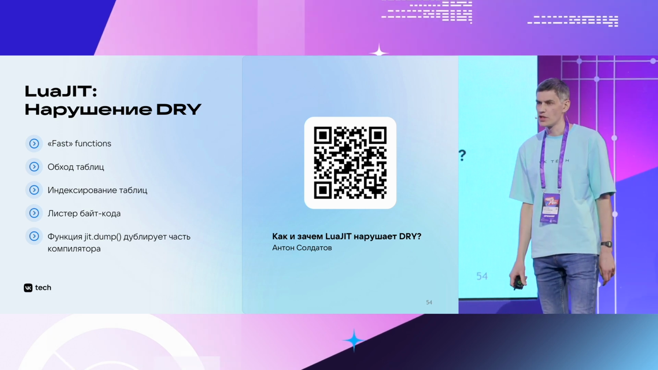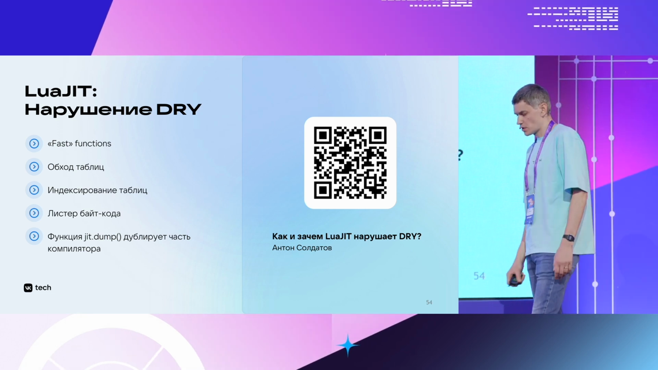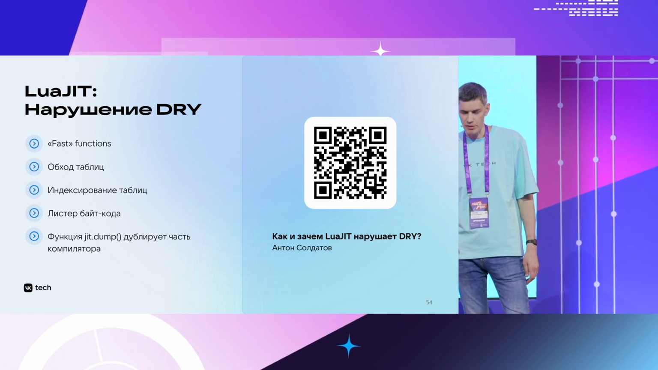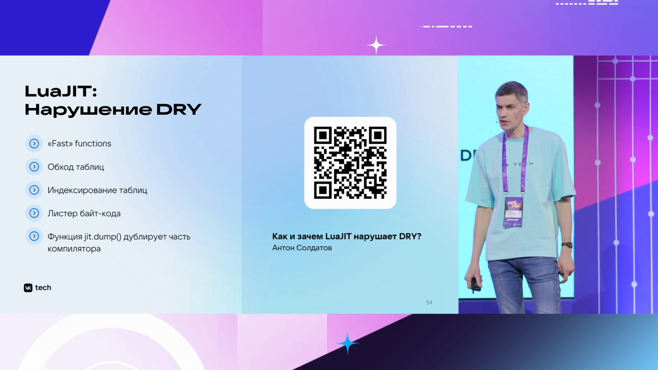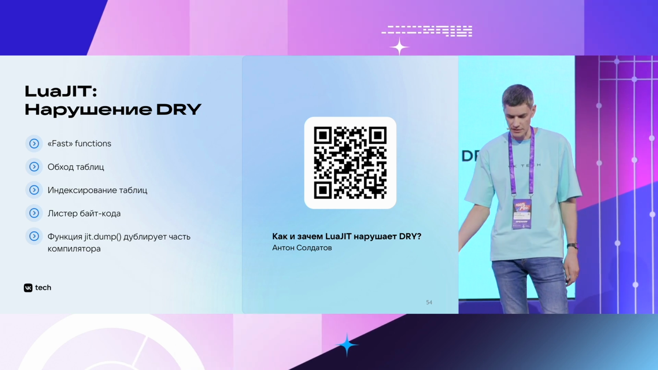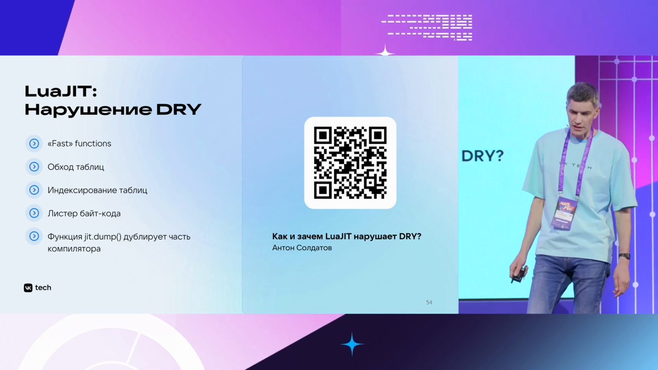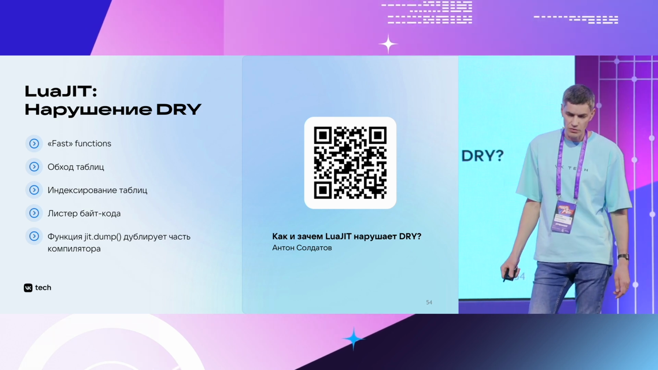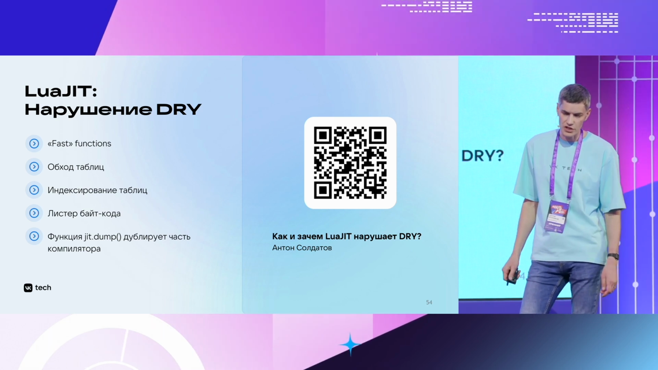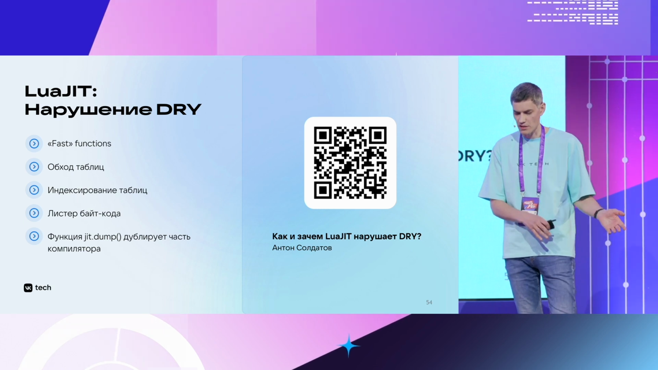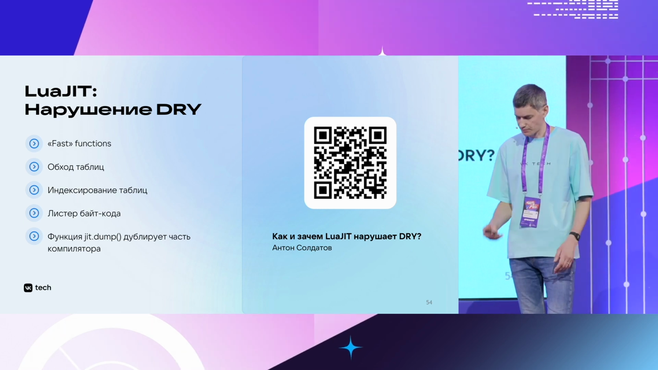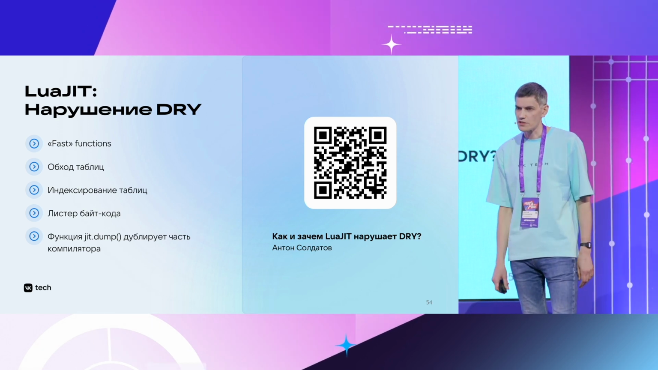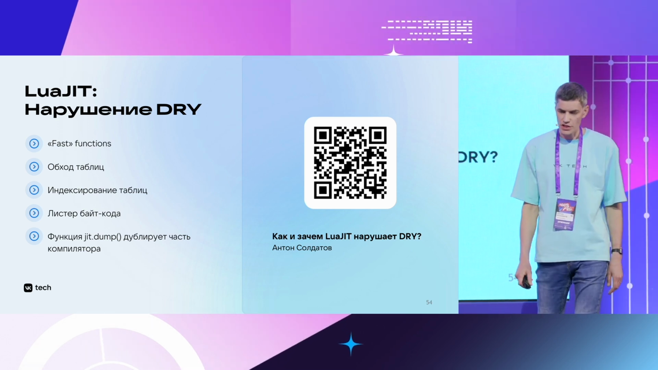LuaJIT violates the DRY principle, which states that you shouldn't duplicate entities where it's not needed. One such violation was just described, this fast function that works in the interpreter. Then there is bypassing of tables, indexing of tables, bytecode lister, and this specific function JTemp. It's implemented in C, as well as in the Lua section.